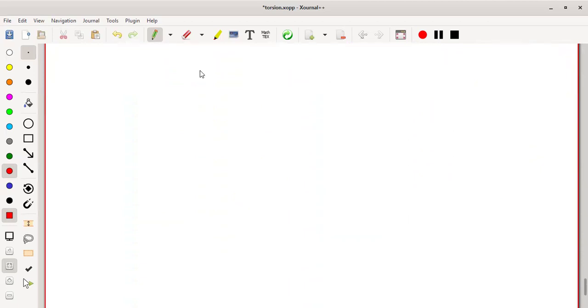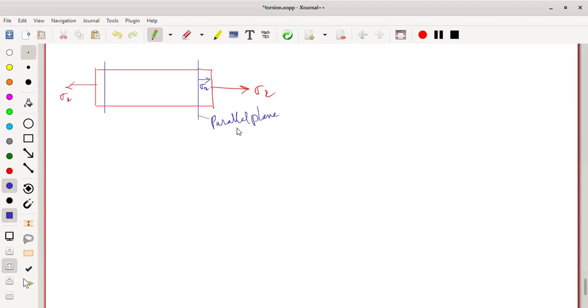Coming to the principal stresses, before going to discuss, I will give some introduction. Let us consider a member. If this member is subjected to sigma x, and here also sigma x, and I consider any parallel section to it, then on this parallel section also you have the same sigma x. The parallel section might be anywhere, so it can be called a parallel plane. On the parallel plane also we have the same sigma x amount of stress. But if you consider some inclined plane, let us consider PQ. So PQ is called an inclined plane.